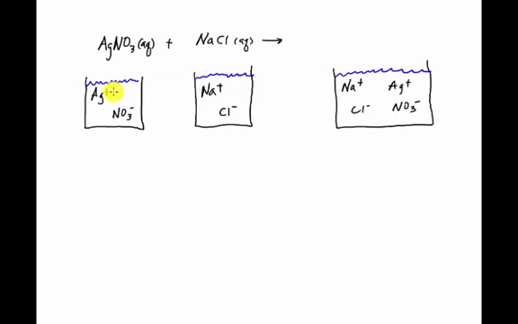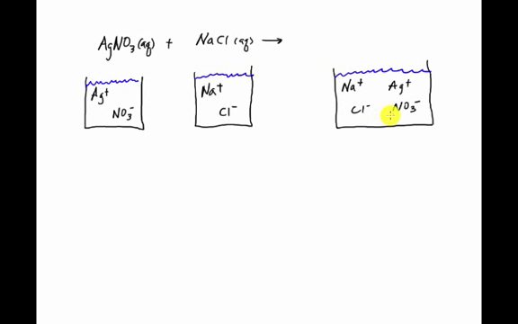Now, if we mix these two solutions together, they're all going to come together in the solution. What we want to look at here is what are the possible scenarios that can play out when we mix these together. Is it possible for the sodium and the silver ions to come together? Well, if you look at the positive charges here, hopefully you can conclude that that's not going to happen.